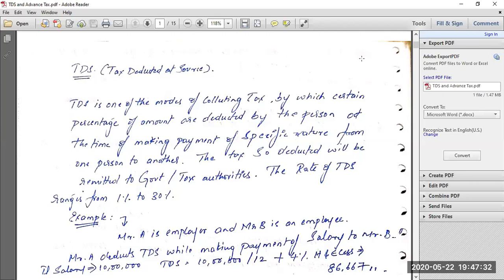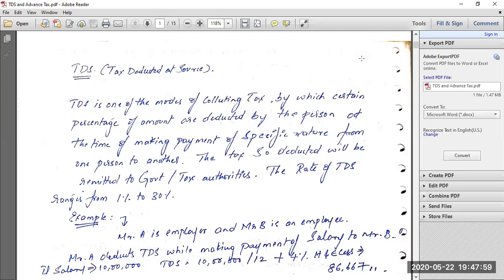So how will this TDS work in the case of salary? The total annual salary of Mr. B is 10 lakh rupees per annum. This 10 lakh rupees will be divided by 12, so we get the salary of one single month. On that single month salary, we again have to add health and education cess of 4%. So the total TDS amount would come to 86,667.